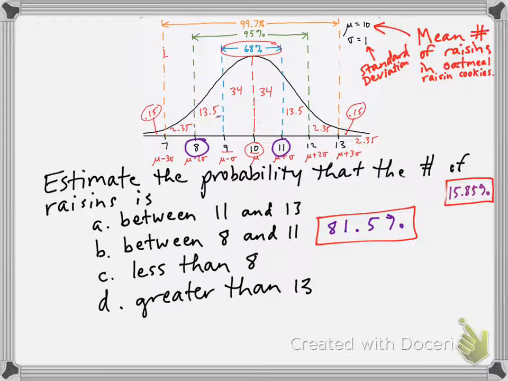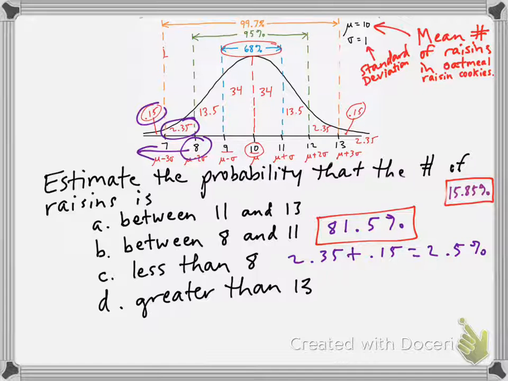Let me erase those markings, and then let's look at part C. Less than 8. What's the probability that the number of raisins is less than 8? Well, find 8, and less than 8 means everything to the left of that number. So we add 2.35 plus 0.15, which is 2.5. So we would just say 2.5%, and put a nice red box around that. And we will erase this other stuff.